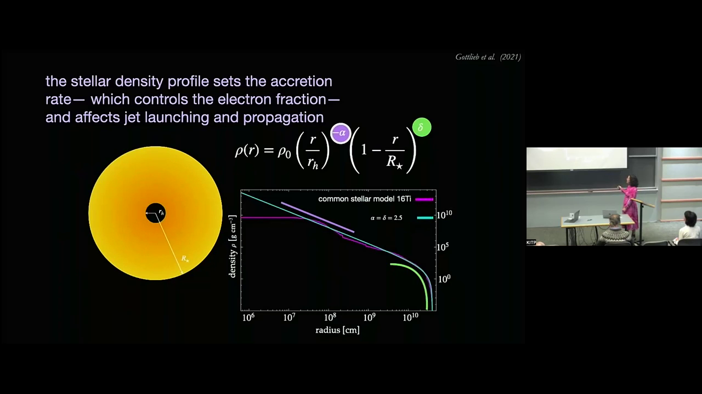And what you see in pink is this very commonly used stellar model for long duration gamma ray burst progenitors. And it has a power law of about 2.5. But that turns out to give you a jet that is too powerful compared to observations of gamma ray bursts in order to have that jet break out of such a density profile.